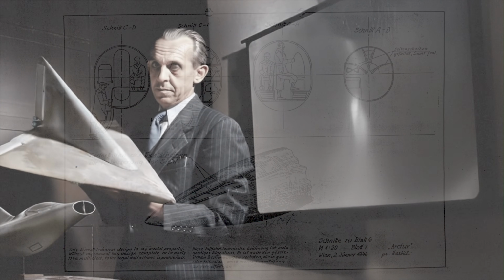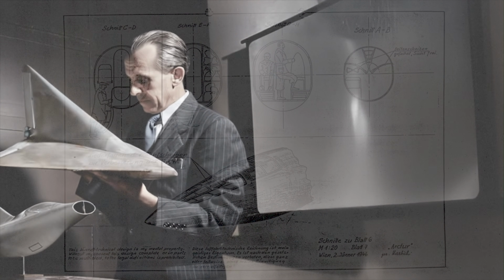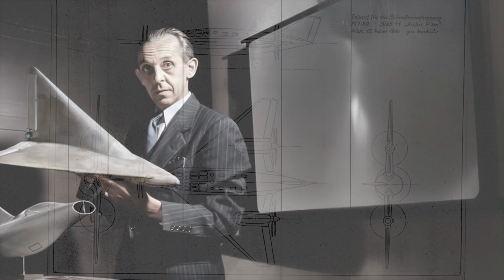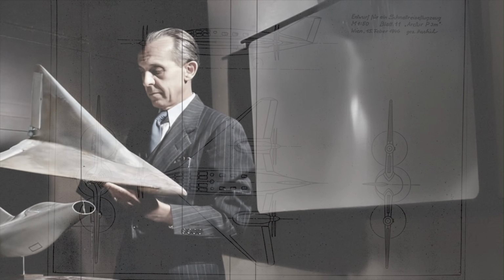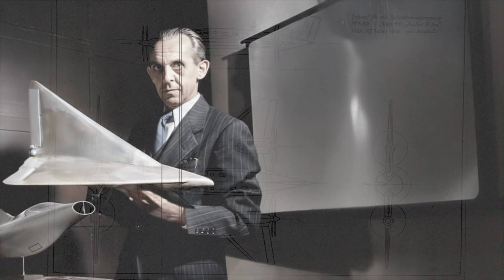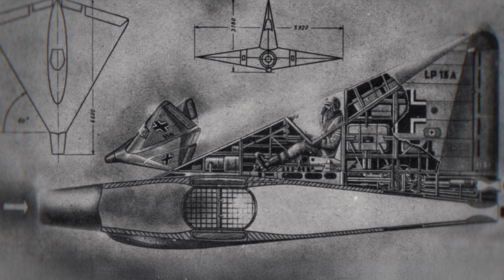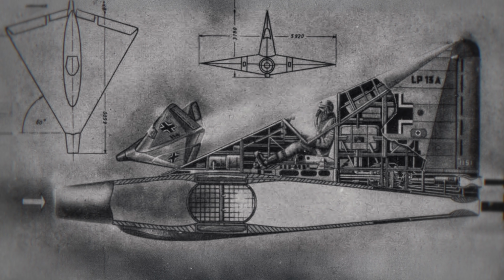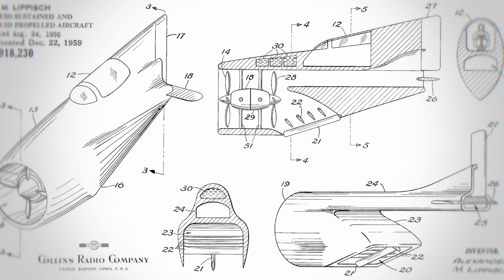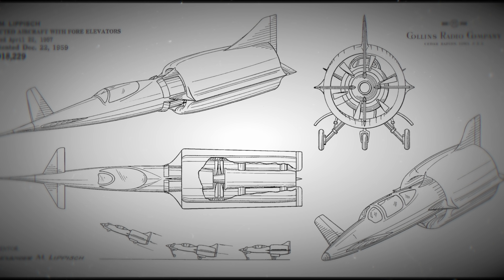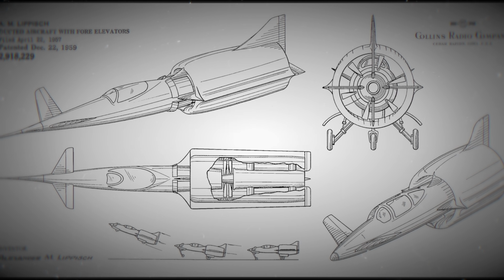These are the upscaled and colorized lessons of Alexander Lippisch. Lippisch was a pioneering German aeronautical engineer renowned for his significant contributions to aerodynamics, particularly his work on tailless aircraft and delta wing designs. His career spanned crucial decades of aviation development, marked by a persistent exploration of unconventional flight concepts.